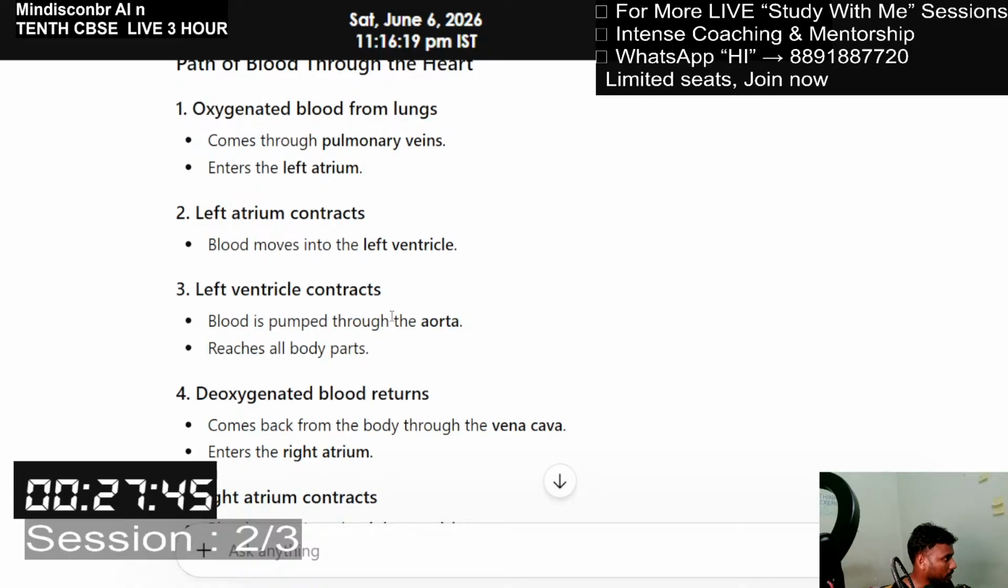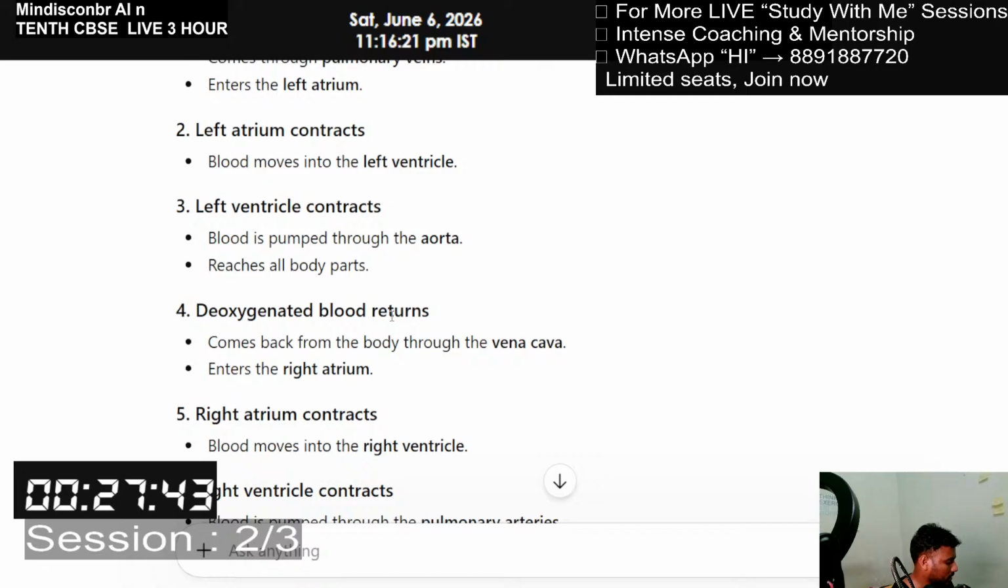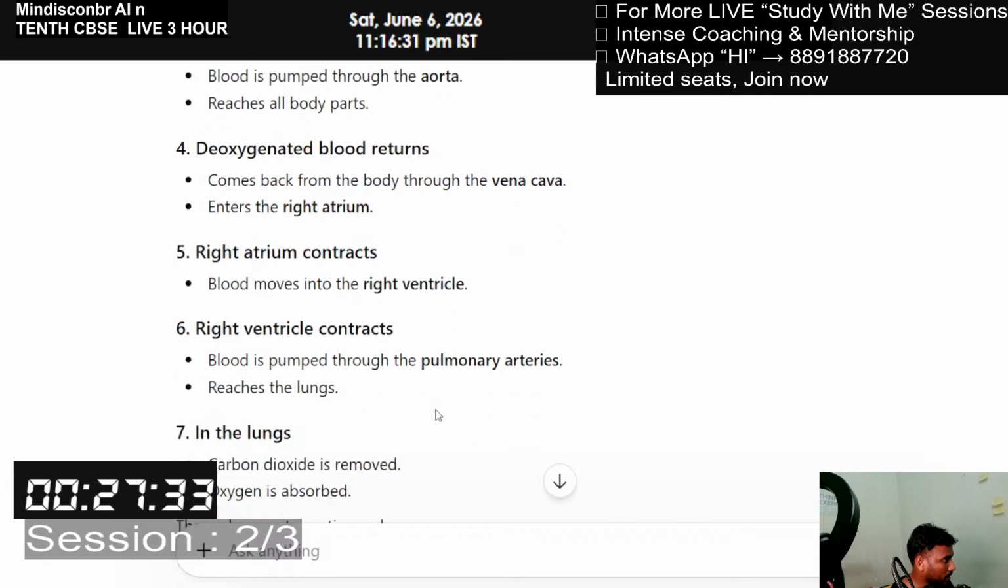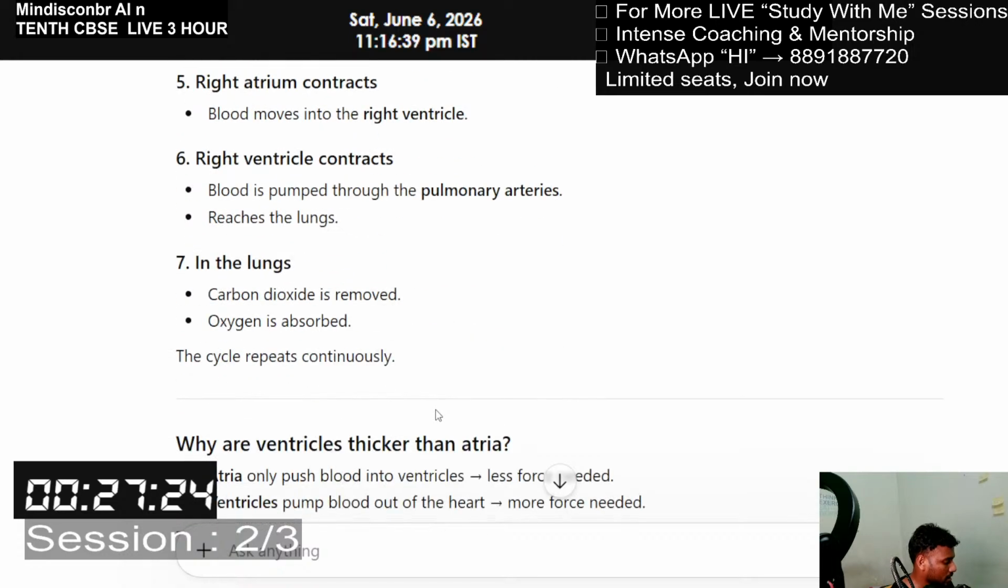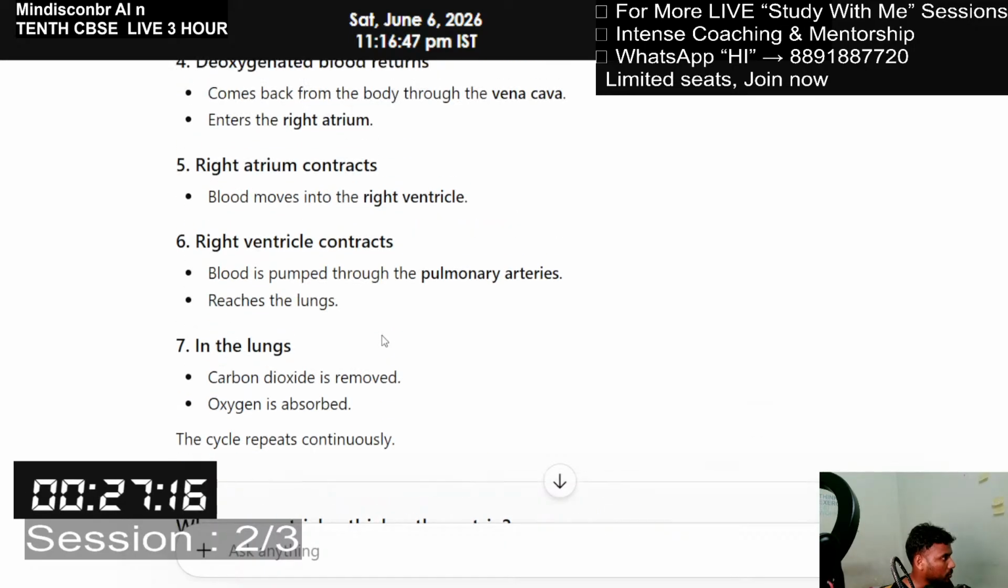Reaches all body parts, deoxygenated blood returns from the body through the vena cava. Enters the right atrium, blood moves into the right ventricle. Right ventricle contracts, blood is pumped through the pulmonary arteries and reaches the lungs. This cycle repeats. In the lungs, carbon dioxide is removed and oxygen is absorbed.